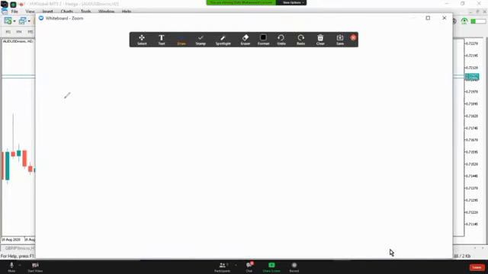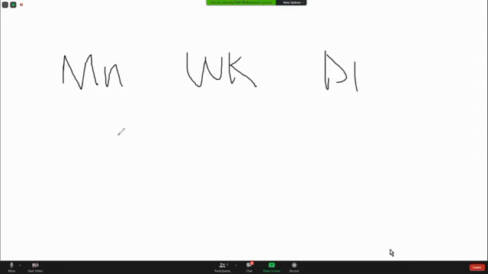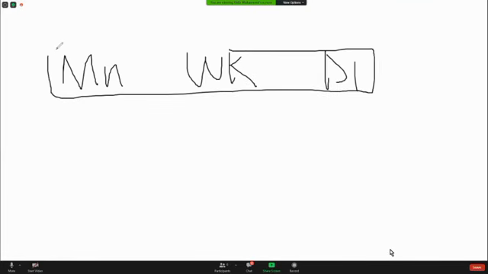We say that we shall be looking at the monthly chart, and we shall be looking at the weekly chart, and then we shall also be looking at the daily chart. We as intraday traders, we shall be looking at these three time frames for the directional bias. You understand?